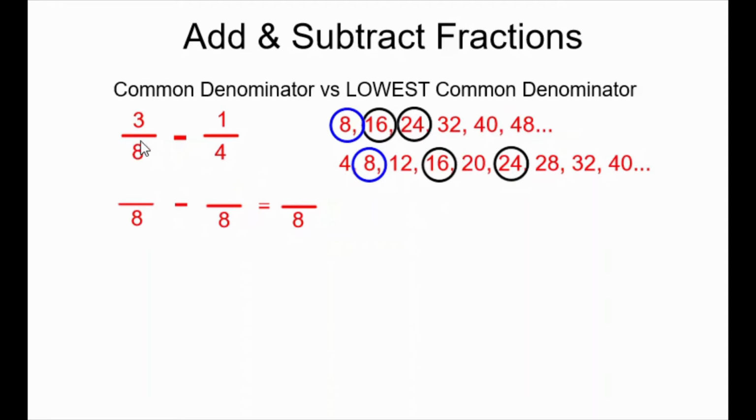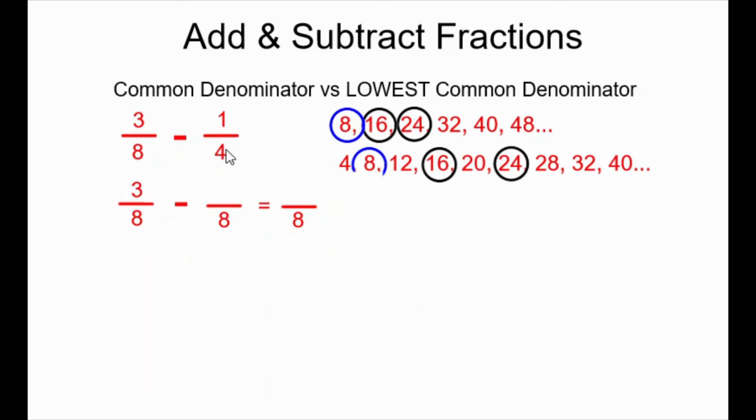Now the first fraction, 3/8, to convert it into a fraction over 8, doesn't require any change at all because it's already over 8. This is one of the things that's different between using a common denominator and the lowest common denominator. When you're using the lowest common denominator, sometimes you get lucky and one of the fractions doesn't have to be changed. So we have 3/8.